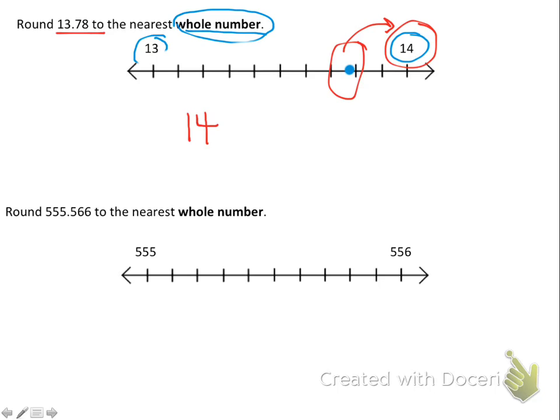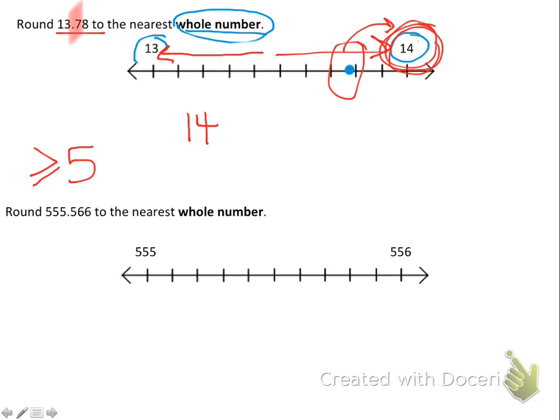Now, I think most of you probably remember the trick from previous years. You look one spot to the right at the number that's there. So in this case, it will be 7. If 7 is greater than or equal to 5, we round up, because that means that our number is closer to the bigger number on our number line. But if it's less than 5, so it's over here, we round down to the 13.